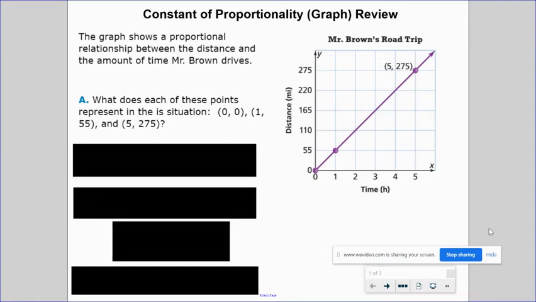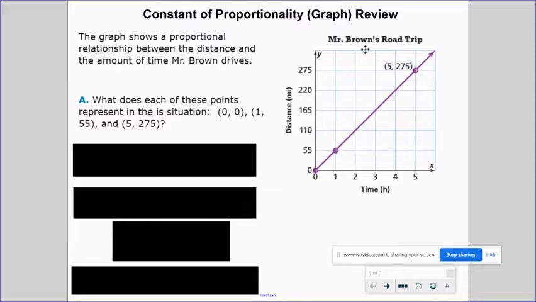Constant of proportionality graph review. The graph shows a proportional relationship between the distance and the amount of time Mr. Brown drives. What does each of these points represent in the situation? (0, 0), (1, 55), and (5, 275). Now, if you take a look at the graph, the title is Mr.